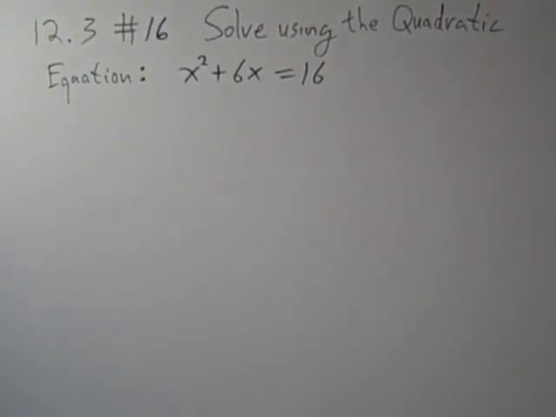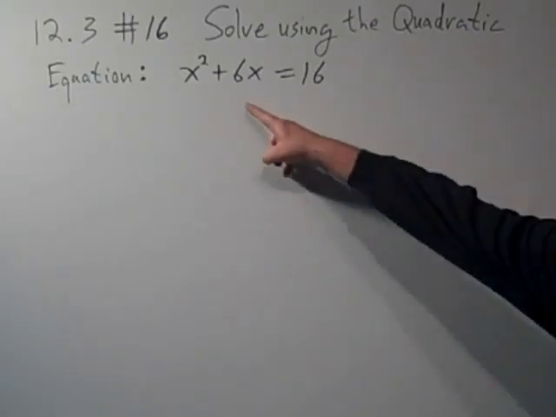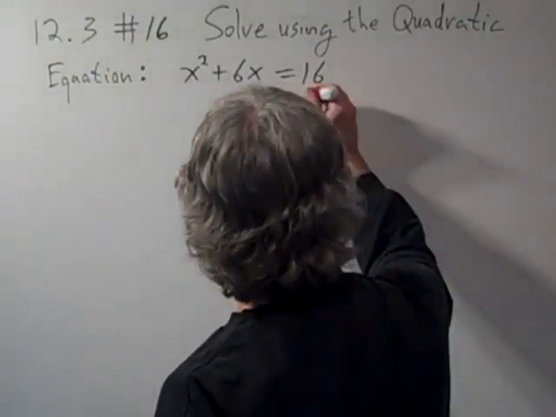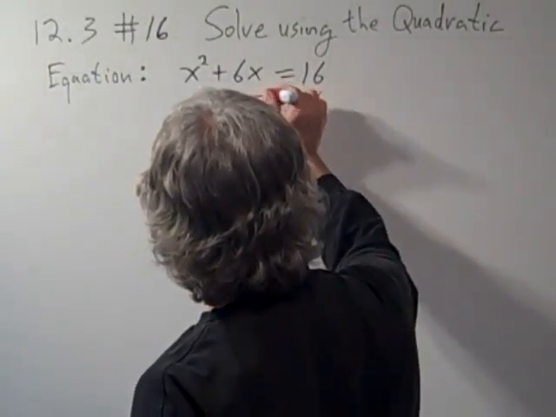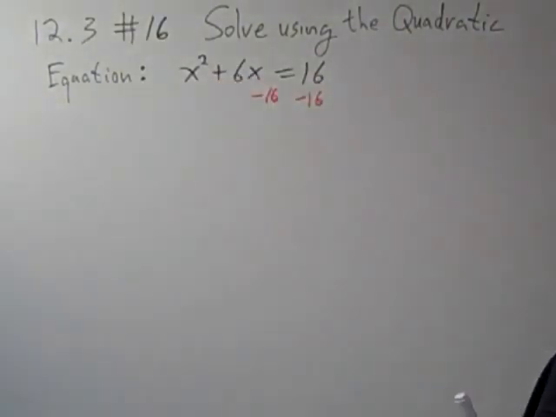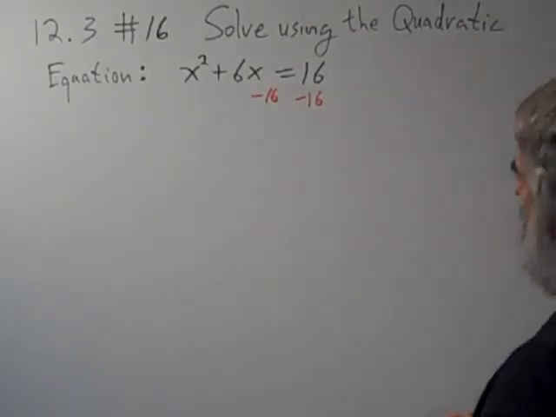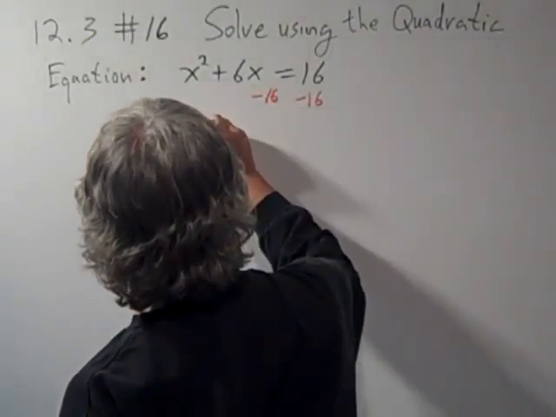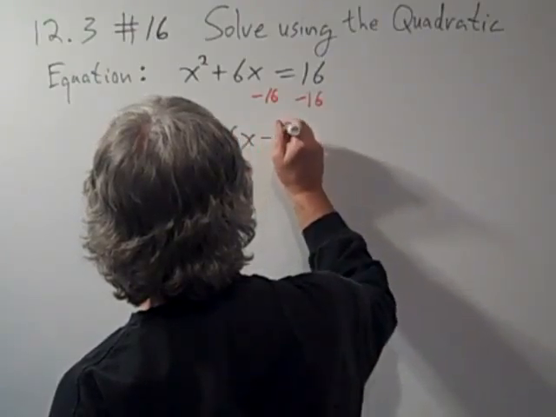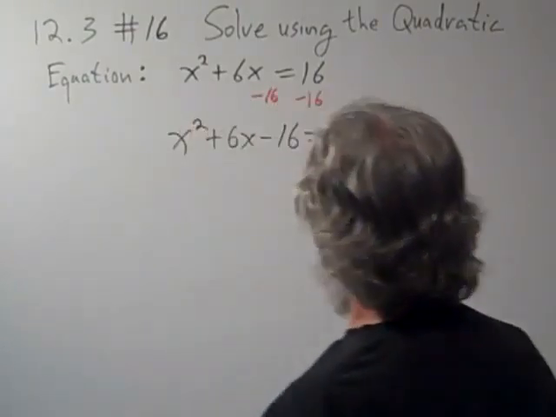Here we're going to solve this quadratic equation using the quadratic formula. So the first thing is we need to put this into standard form, which is everything on one side of the equal sign equaling 0. So subtract 16 from both sides, and this equation becomes x squared plus 6x minus 16 equals 0.